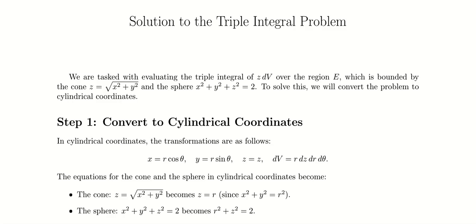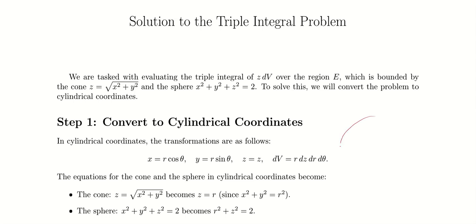In this video, we want to evaluate the triple integral of z dV over the region E, which is bounded by the cone z equals the square root of x squared plus y squared, and the sphere x squared plus y squared plus z squared equals 2. To solve this problem, we want to convert to cylindrical coordinates. And so let's begin. First, we know that x is equal to r cosine theta, y is equal to r sine theta, z is equal to z, and then dV is equal to r dz dr d theta.